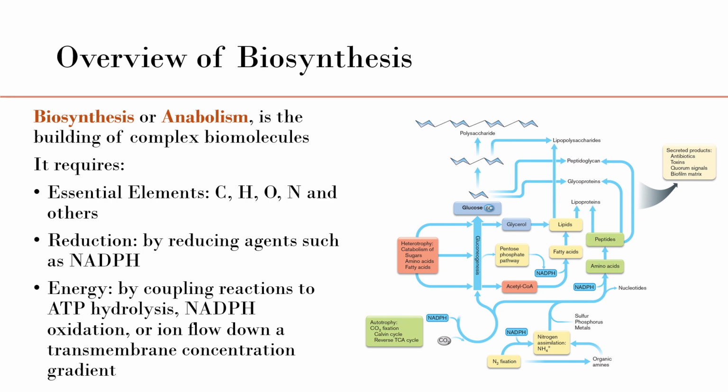And overall, biosynthesis requires three main things. First is the essential elements. All organic compounds are made of carbon, hydrogen, and oxygen, and then we add on things like nitrogen, sulfur, phosphorus, and whatever else we need. But those are the essential ones. And then we need a reducing agent, something like NADPH. So we're going to be building up molecules by oxidizing them, and to oxidize something, you need a reducing agent.